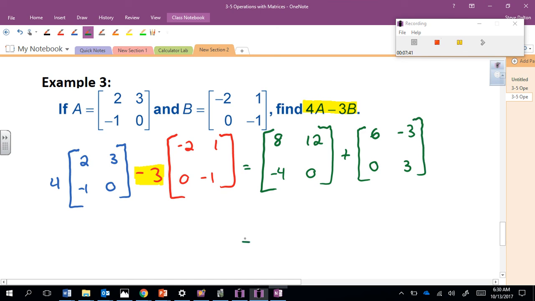Now all I have to do is add corresponding elements. Well, 8 plus 6 is 14. 12 minus 3 is 9. Negative 4 plus 0 is still negative 4. And 0 plus 3, well, that's still 3. Again, pretty straightforward stuff.